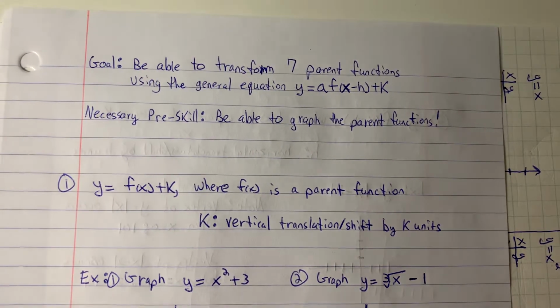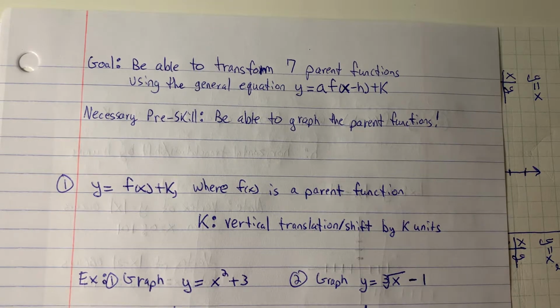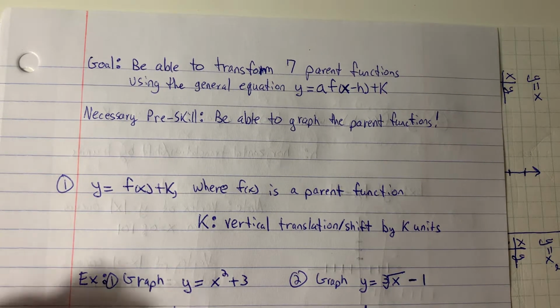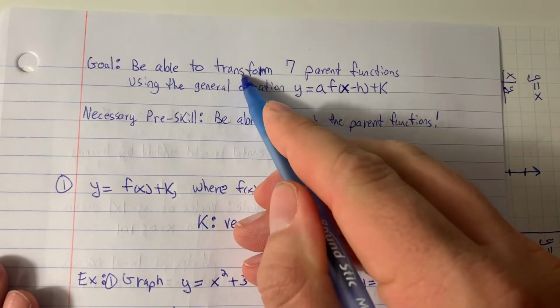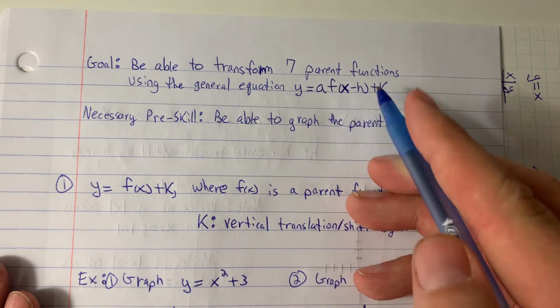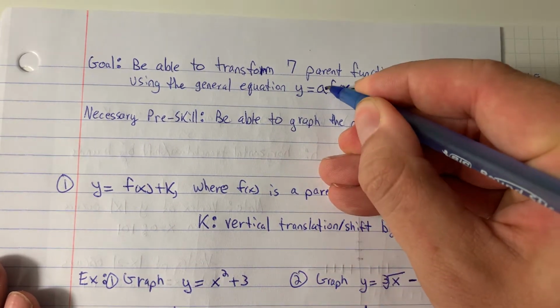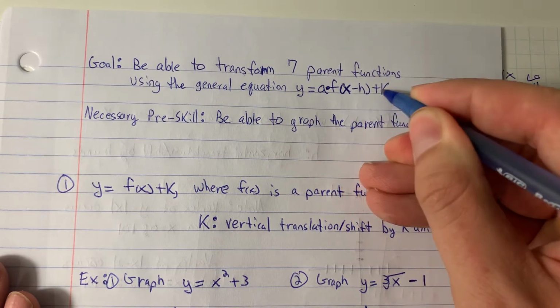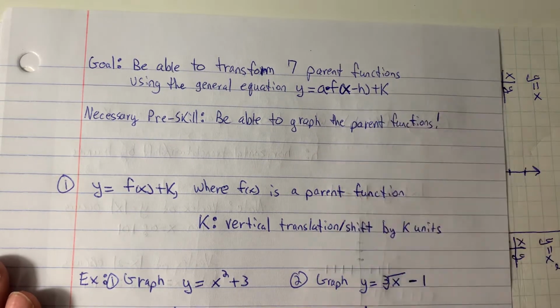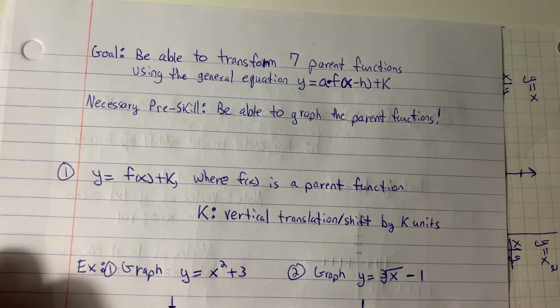All right, I hope your day is going well and that you're excited to learn some math. Today, we're going to do a skill we're going to be using all year long. We want to be able to transform, which means to change in certain ways, 7 parent functions that we already know using the general equation a times f of x minus h plus k, where f of x is some function we already know. Specifically, we'll be focusing on the seven parent functions.